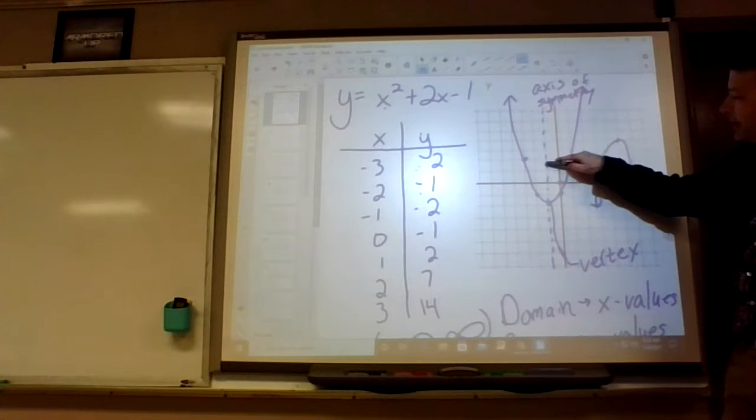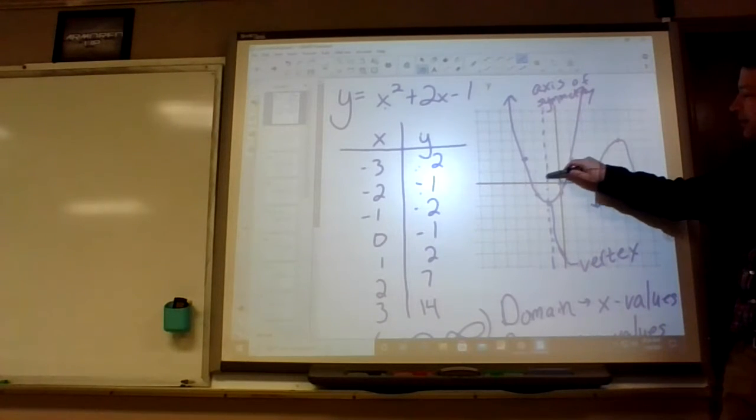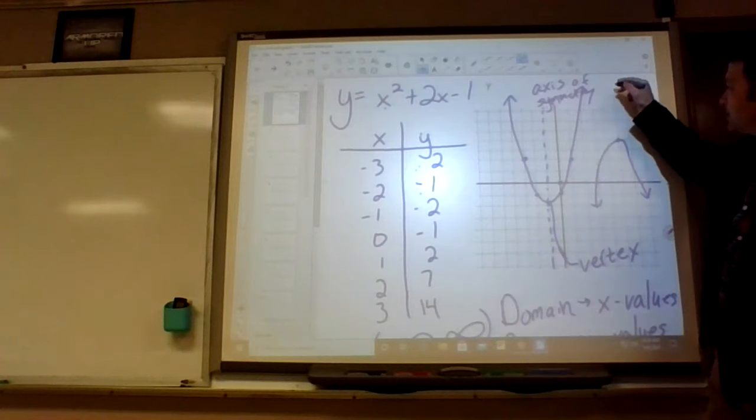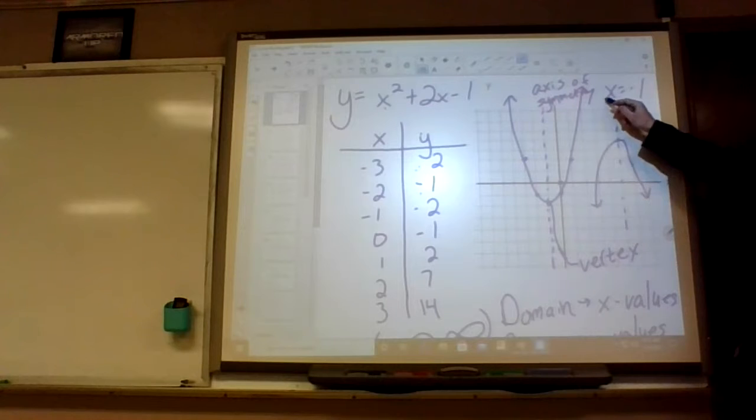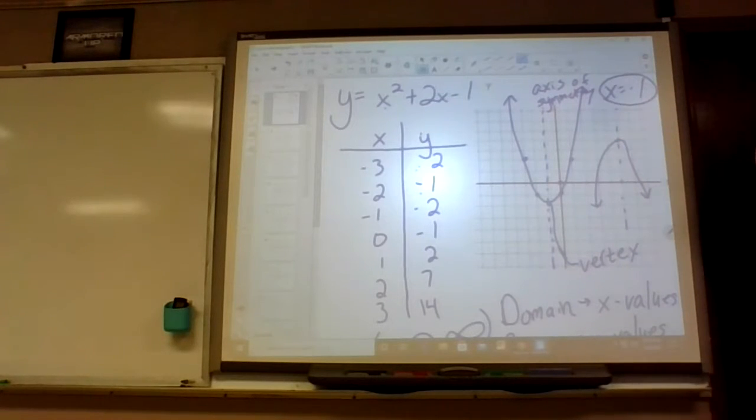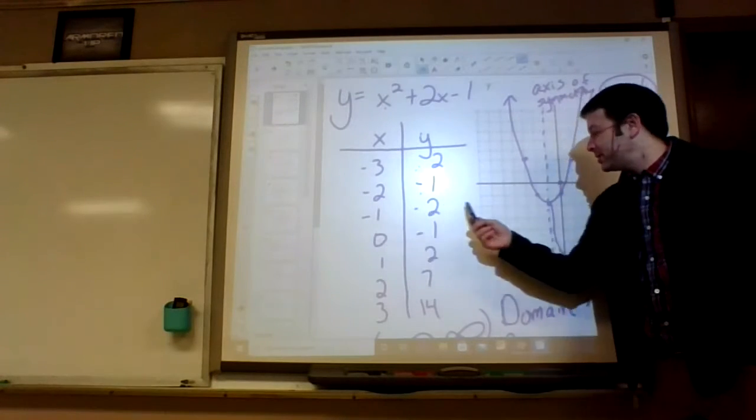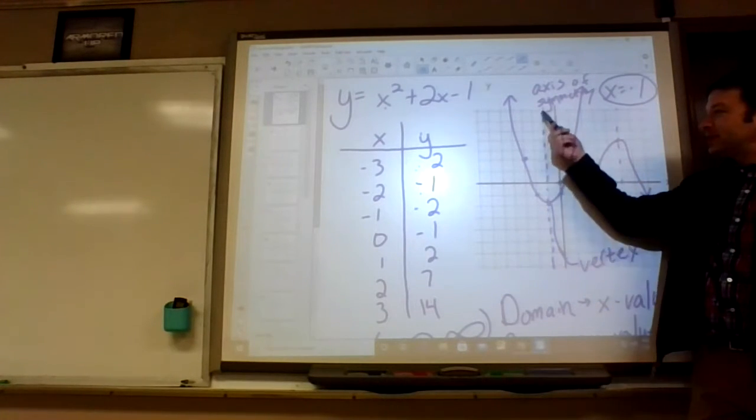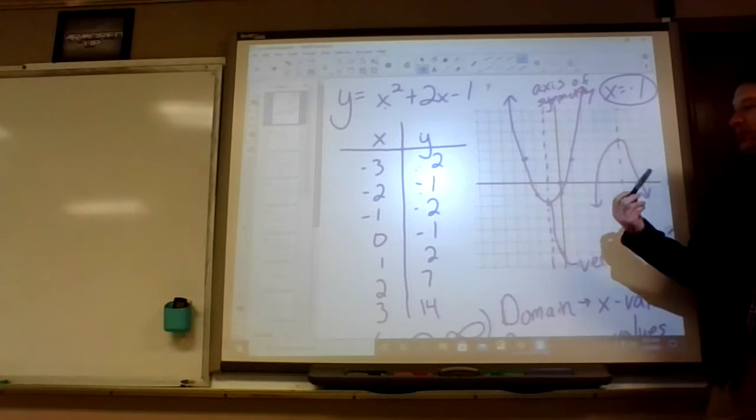All right, to describe this line, since all the x values are -1, the line is just called x equals -1. It's always called that. Like the line over here would be called x equals 5. That would be this line. So the axis of symmetry always looks something like that. It's going to be the x coordinate of your vertex, because your vertex is always going to be right smack in the middle. And then there's a maximum or a minimum.